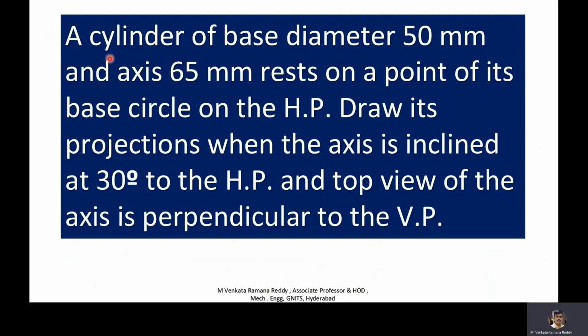The given problem is: a cylinder of base diameter 50 mm and axis 65 mm rests on a point of its base circle on the HP. Draw its projections when the axis is inclined at 30 degrees to the HP and the top view of the axis is perpendicular to the VP. Now we'll extract the data from this problem.